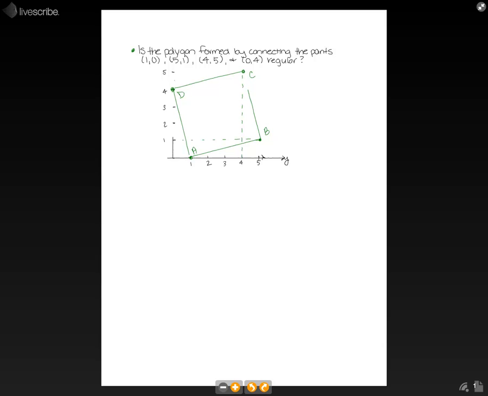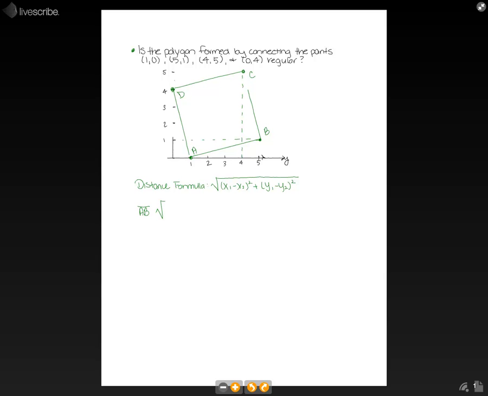So to find the distance between each of these points, we're going to use the distance formula. And if you recall, the distance formula is the square root of (x1 minus x2) squared plus (y1 minus y2) squared. And it doesn't matter which points you choose to be x1, y1, and x2, y2, as long as you're consistent. So first, let's find the distance between A, B.